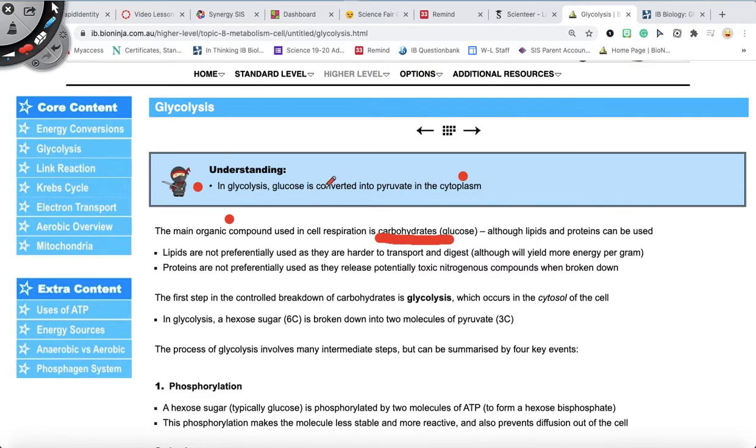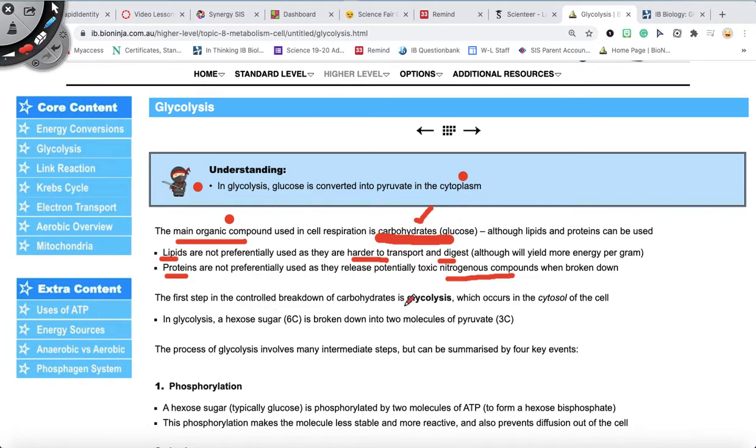And although lipids and proteins can be used, they are not ideal. The reason for this is because lipids, even though they could provide more energy per gram, they are harder to transport and digest. And proteins are not used as the main energy source because they could potentially release toxic nitrogenous compounds when broken down. So for that reason, the main organic compound that we use to yield energy is carbohydrates, and glucose is that main molecule.